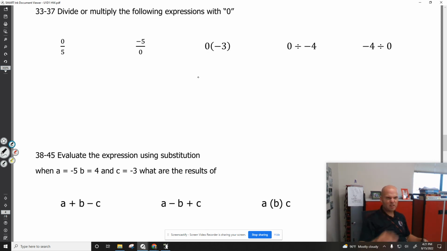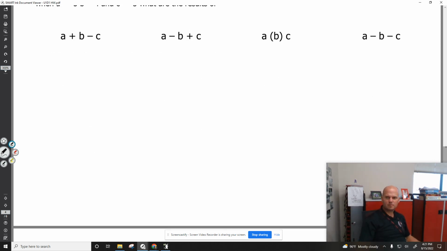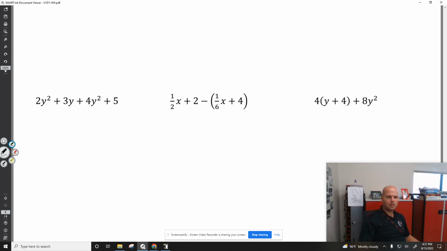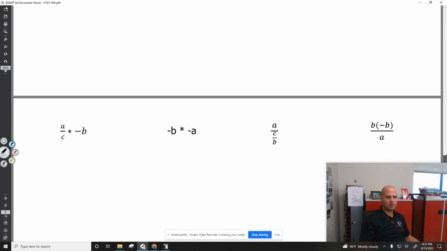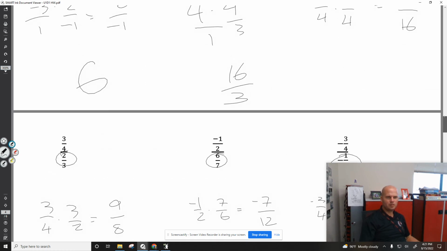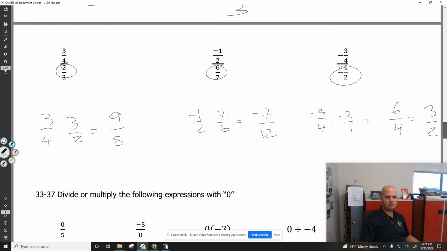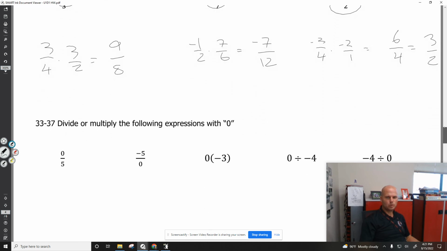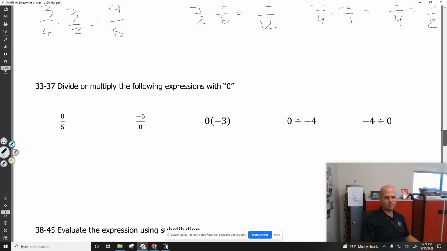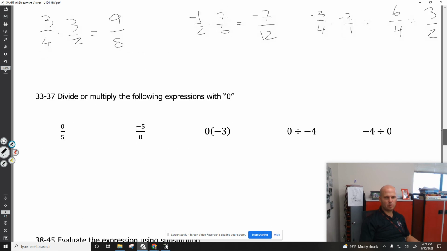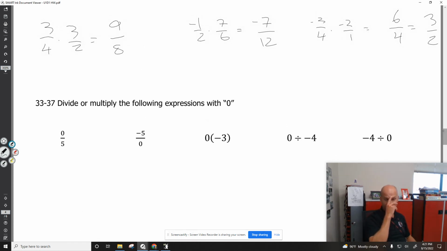Same thing with 0. Is this day 1? This is day 2's homework. It's like day 1/day 2. I'm going to stop at the zeros. I think we might have split up the homework incorrectly. Anyways, stopping at the zeros. Day 2, we're going to go into substituting and stuff like that.